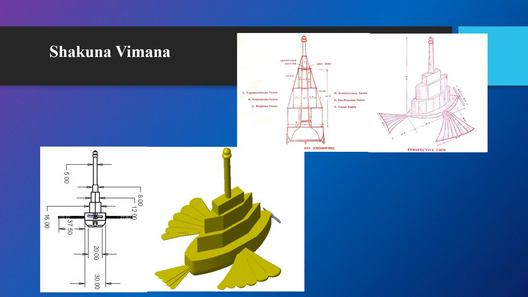So here in this slide, the first diagram, the upper diagram, is from Vaimanika Shastra. The drawings by Lapa show how the Vimana looks. And the bottom images which you see are the 3D model images which I have created. So why is it golden color? It is because it is made of Rajaloha. So this is Shakuna Vimana.